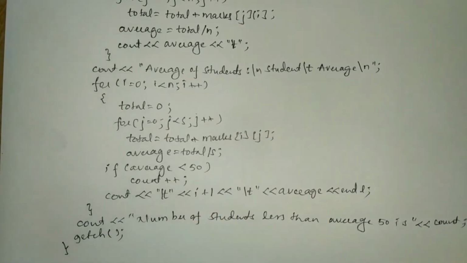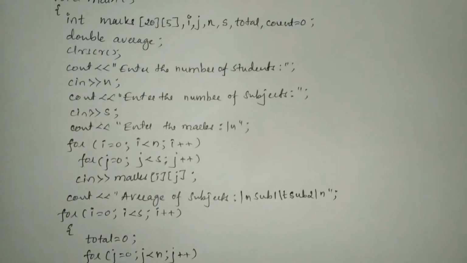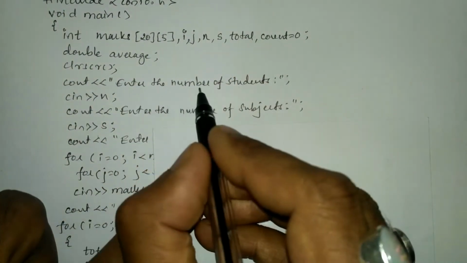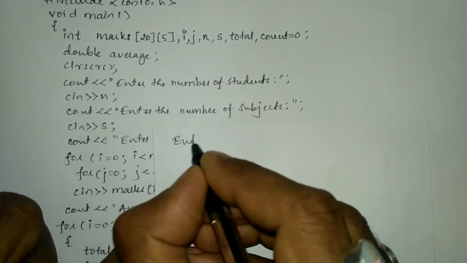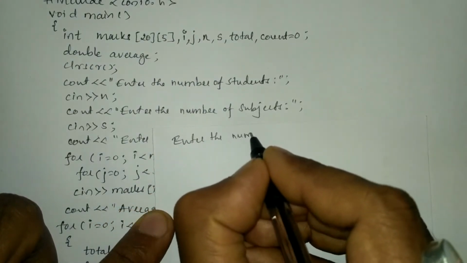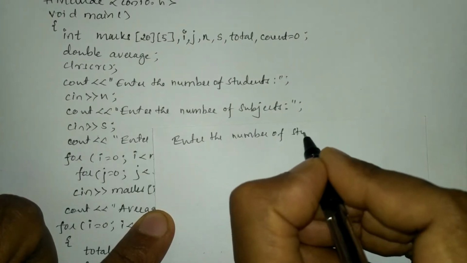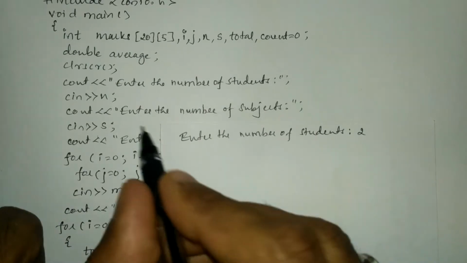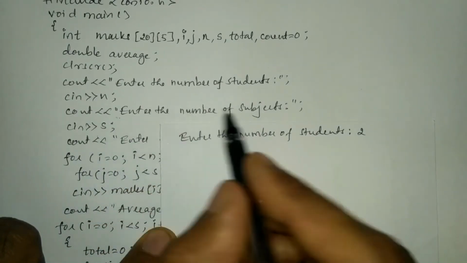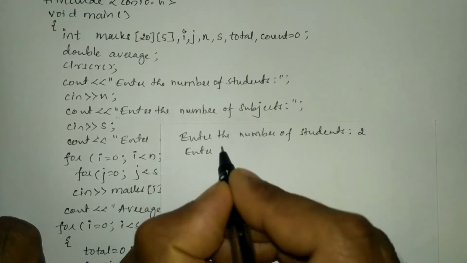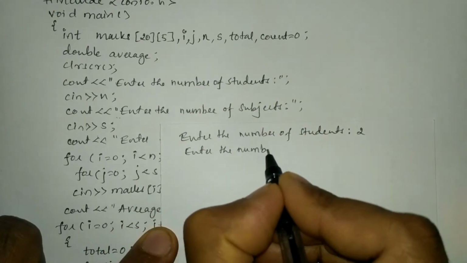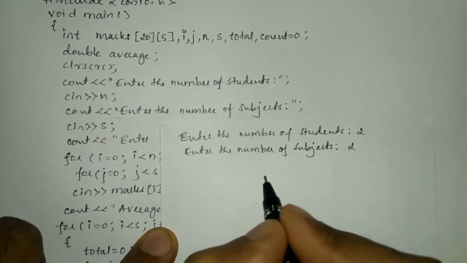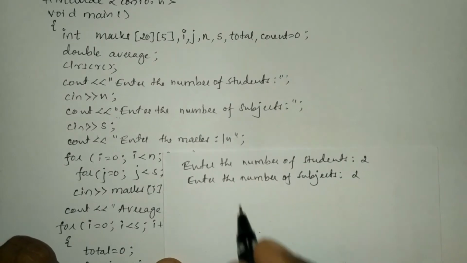Now let us take an example. So here you can see when we compile and run this program, it will ask the user to enter the number of students. So here I'll write enter the number of students. For example, I'm going to enter only 2 students information. Next it will ask the user to enter the number of subjects. Here I'll write enter the number of subjects. So subjects also I'm going to enter only 2 just for the sake of simplicity, right?